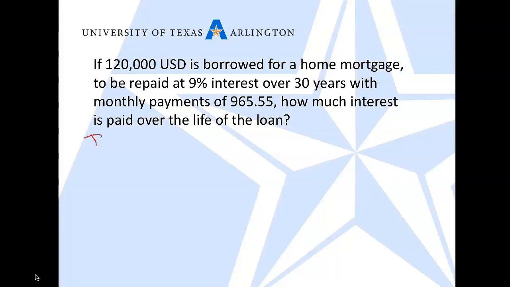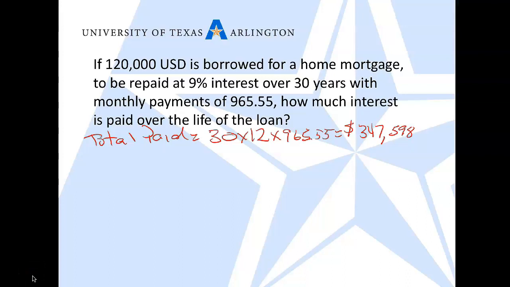Well, the total paid would be equal to the number of payments, 30 years of payments and 12 payments per year, or 360 monthly payments, times the amount of each monthly payment, $965.55. That works out to be $347,598, less the amount borrowed, which was $120,000.